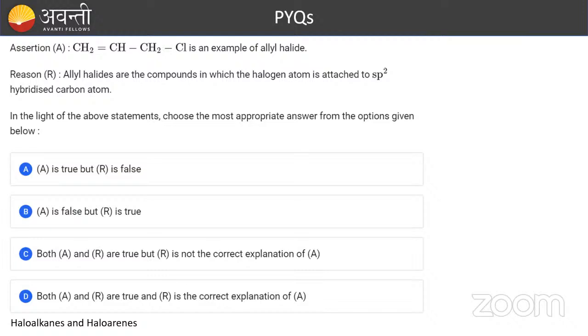So Vedant is saying it is option A. What about others? Did others get the correct answer? Students?